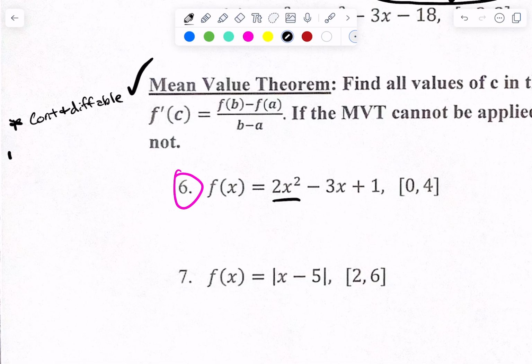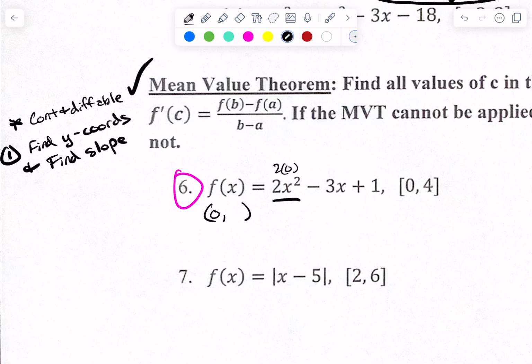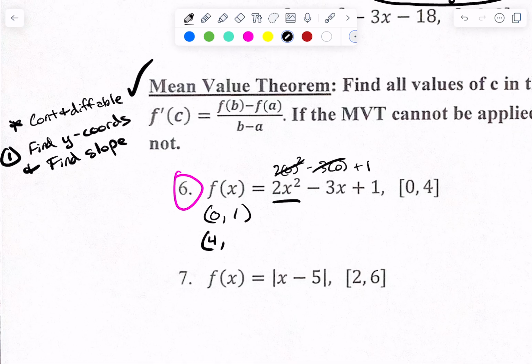Step number 2, or step number 1, really, after we do that, okay? We have to find the y coordinates and find the slope. Now, on 6, I find the y coordinates. So I plug in 0, 0 comma something, right? If I plug in 0, 2 times 0 squared minus 3 times 0 plus 1. 0 comma 1. Yeah? Now I plug in 4, 4 comma something. Right? Is it going to be 1 also?